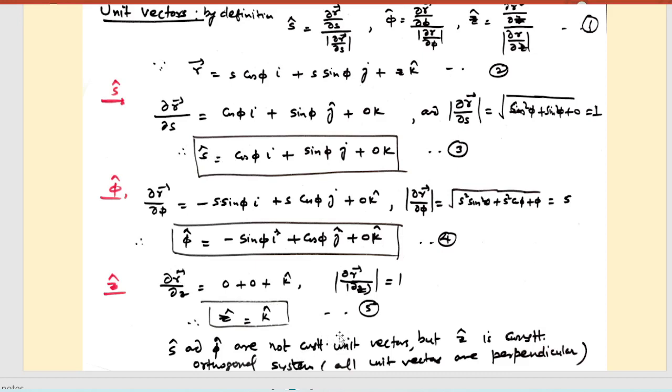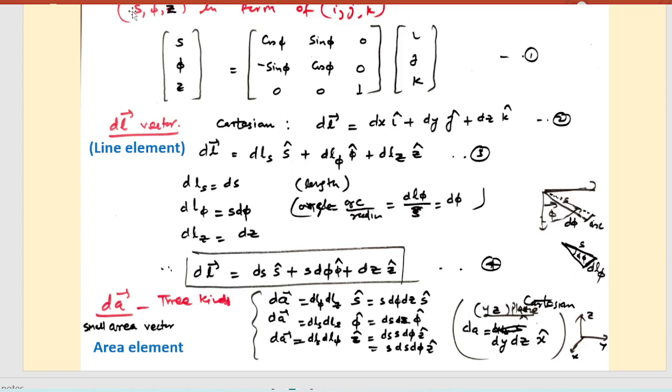All these unit vectors are also perpendicular, as we have seen in all the coordinate systems. We can summarize how we can correlate the unit vectors in the cylindrical system to the unit vectors in Cartesian coordinates. So s cap, phi cap, z cap can be represented in terms of i, j, k with this matrix: cos phi, sin phi, 0; minus sin phi, cos phi, 0; and 0, 0, 1. So this is how we can represent these cylindrical coordinates in terms of Cartesian coordinates.